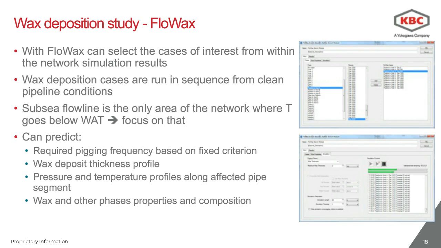With flow wax embedded in Maximus, I can select the cases I'm interested in. So I can select the pipe segments in which I think wax might be depositing. I know that the temperature of the flow line is going to drop below the wax appearance temperature only in the subsea part of the flow line, so I can concentrate on that.